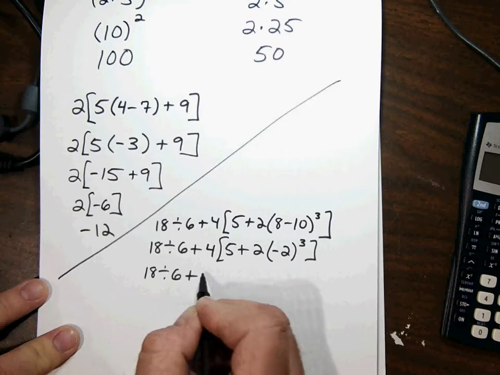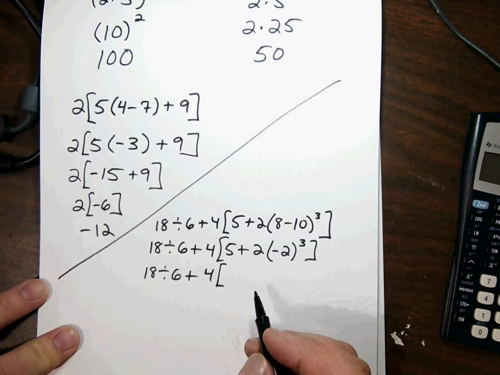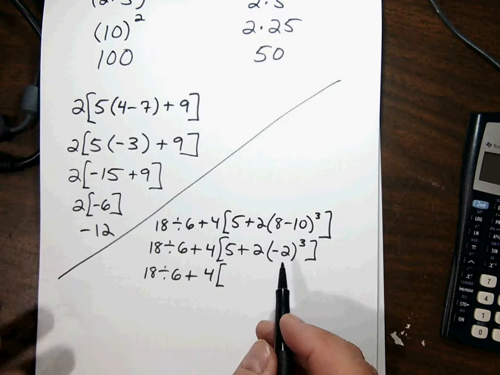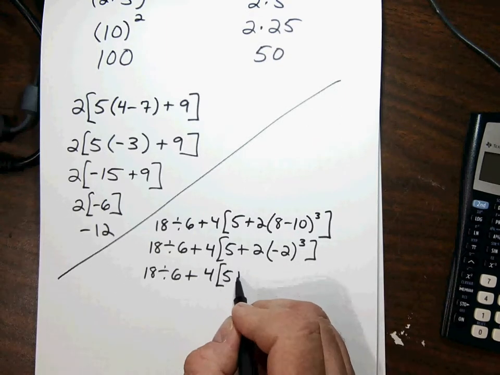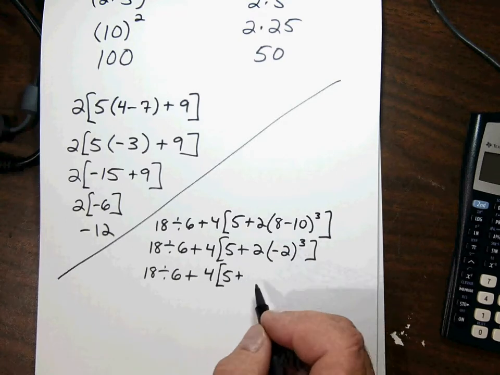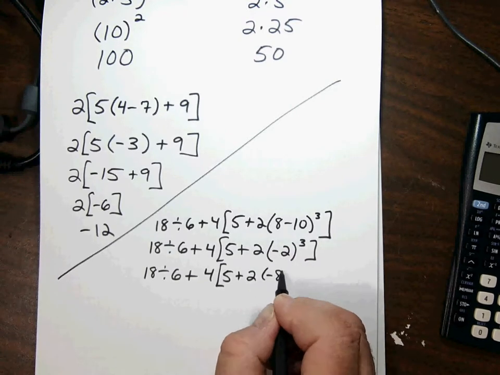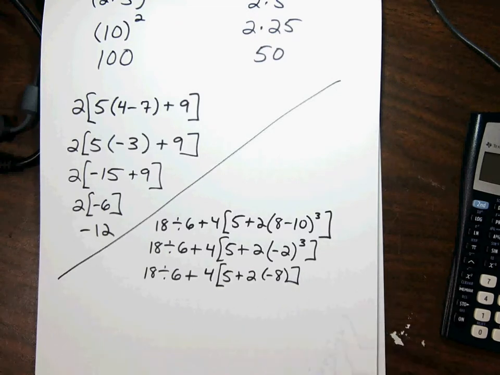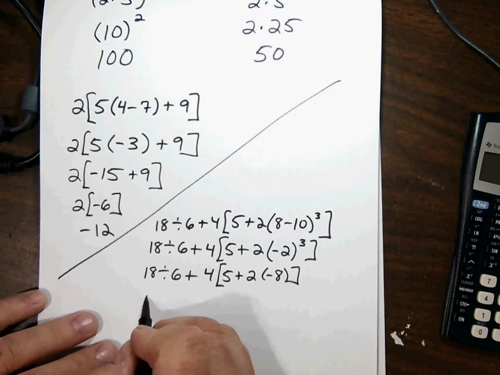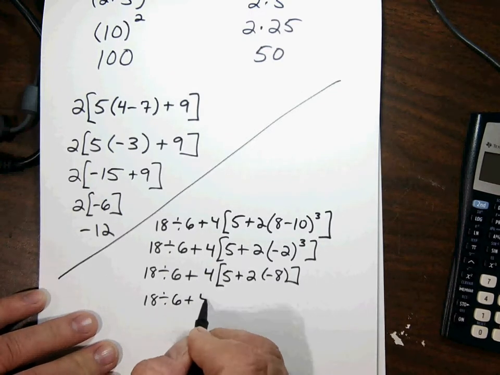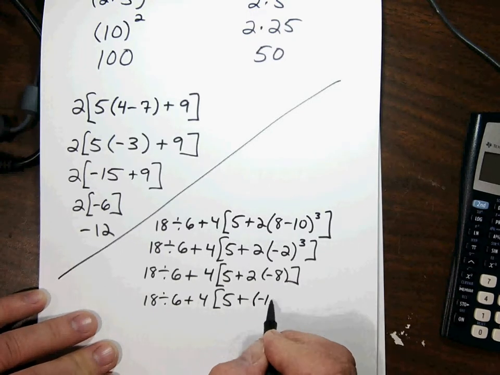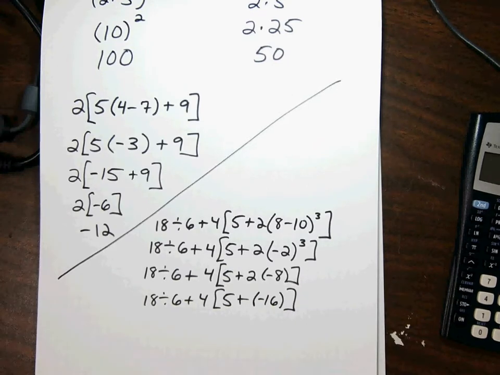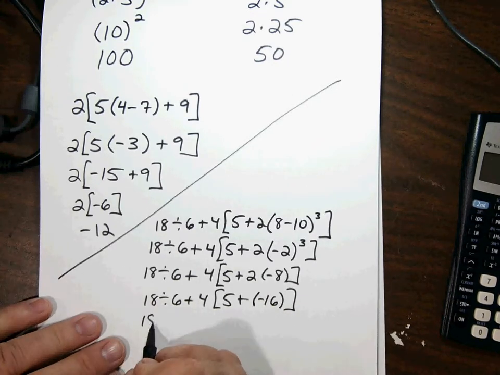When you really get the hang of it, sometimes you'll see we can do more than just the exact proper order. And I'll talk about that in a second. But right now, let's keep trucking here. So negative 2 in parentheses cubed is negative 8. Okay. Still working on that bracket. Now, what's inside the bracket? An addition problem and a multiplication problem. So that multiplication must be done first. So 2 times negative 8 is negative 16. So now I'm going to add 5 plus negative 16.